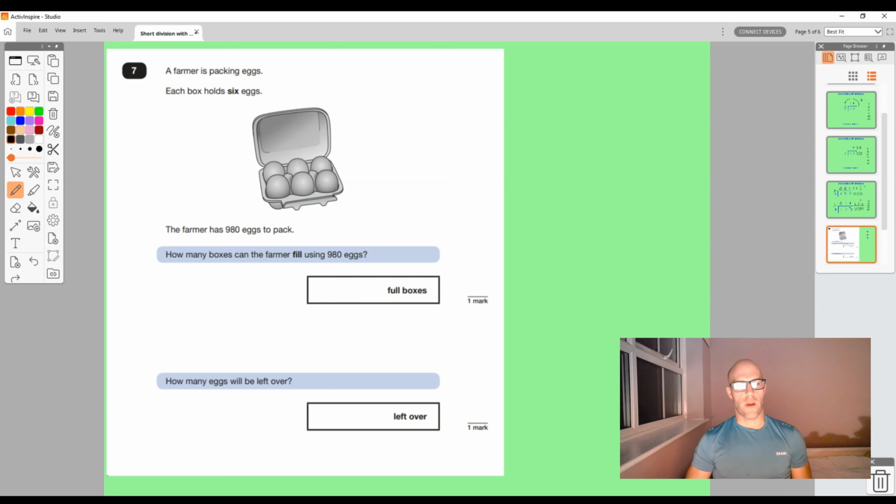Here's a relatively long question. So a farmer is packing eggs. Each box holds 6 eggs. He has 980 eggs to pack. How many boxes can the farmer fill? And that's in bold, so we need to be careful about that one. Using 980 eggs. So you've got 980 eggs.